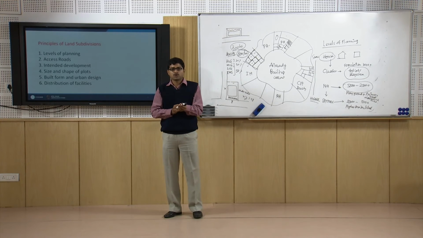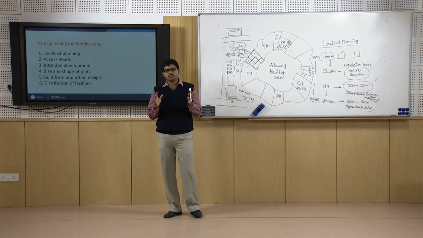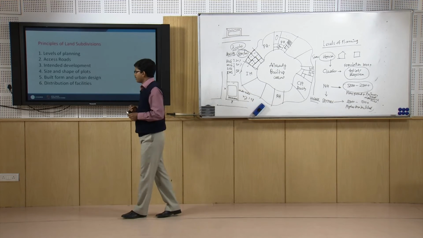If it is a 10 member cooperative or a 20 member cooperative or a 40 member cooperative, the land size will vary accordingly and proportionally. That is the essence of the land subdivision.